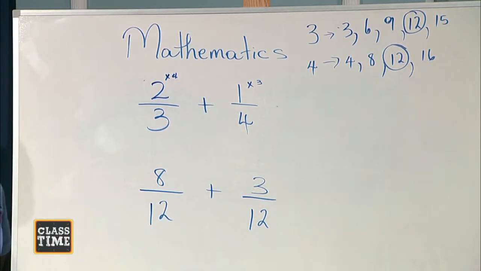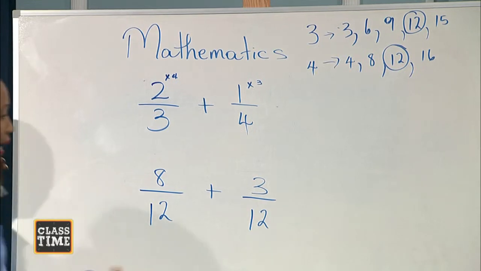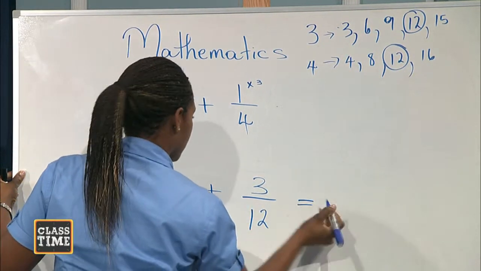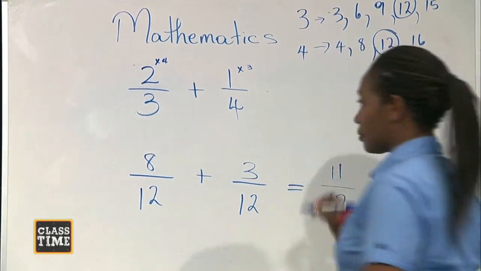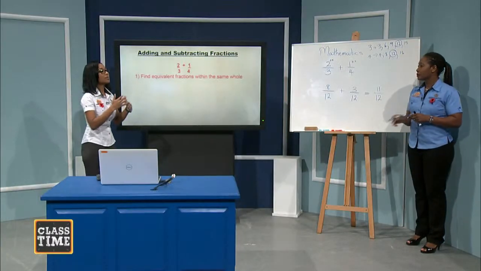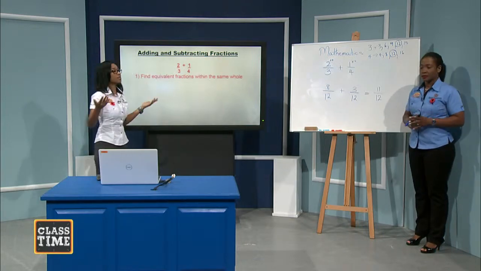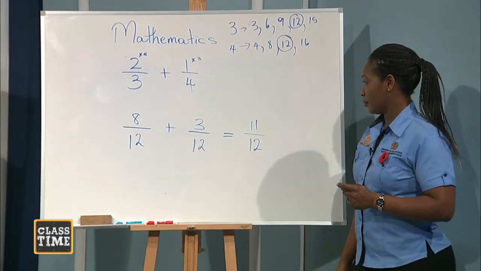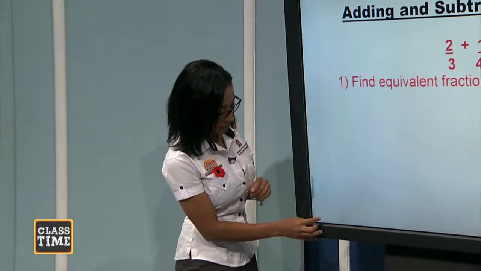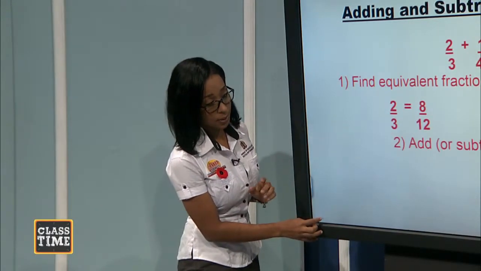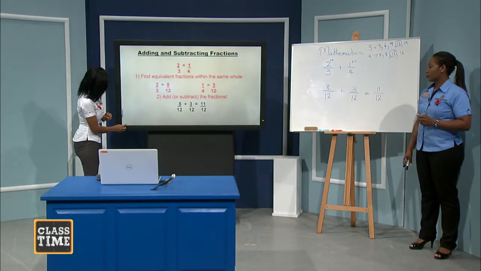So now they're of the same family. We can definitely add. Seeing that they're of the same family, remember, same family, same whole, we don't need to do anything to our denominator. We just need to go ahead and add our numerators here. So we now have 11/12, which is exactly how I looked at it. So we are indeed correct.